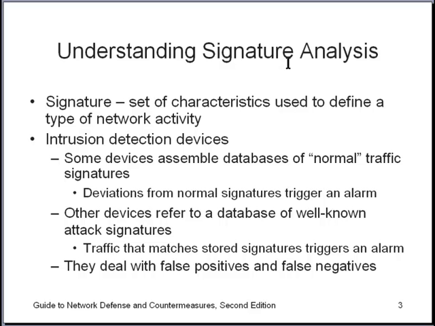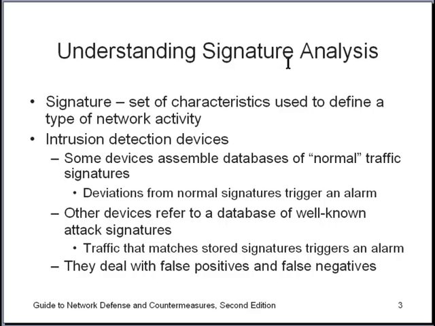Intrusion detection devices. When we say an intrusion, what are we talking about? Typically, we're talking about an outsider trying to break into a computer, and that can be somebody who's outside the network, but can also be an insider that's trying to make an intrusion into a computer that's on the network. Some network intrusion devices assemble databases of normal traffic signatures. Then the intrusion detection device parses the traffic and compares it to the normal signatures, and if there's anything that looks different, it signals an alarm. These are called anomaly detectors.